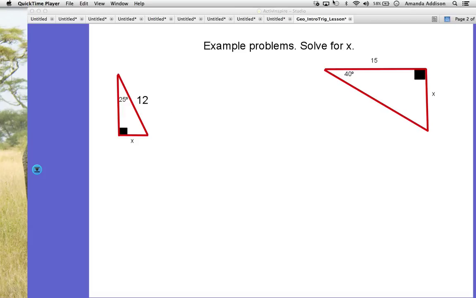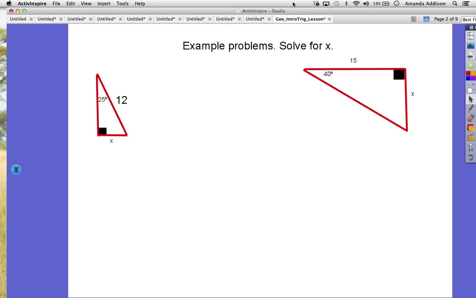Let's do two example problems. In this first example, we are given that this angle here is 25 degrees. I am looking for x. I'm given the hypotenuse, so I'm going to ask myself, which ratio would make the most sense to use?